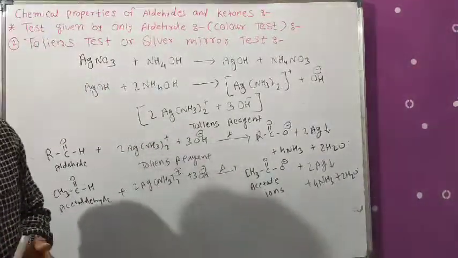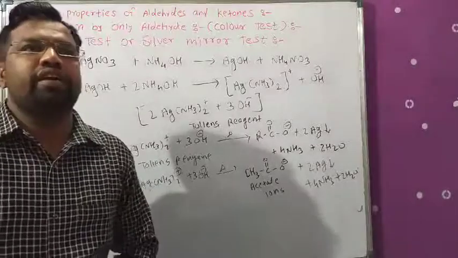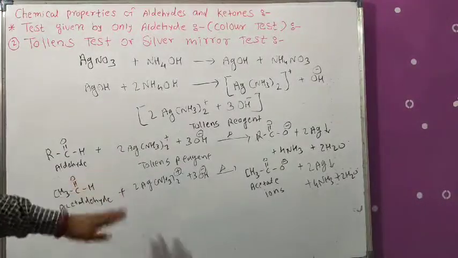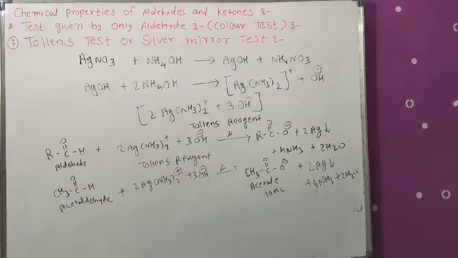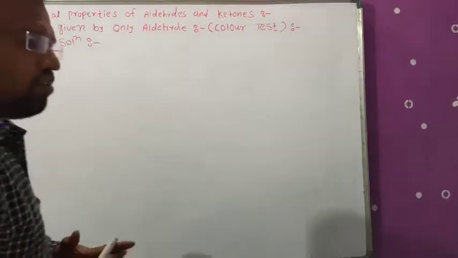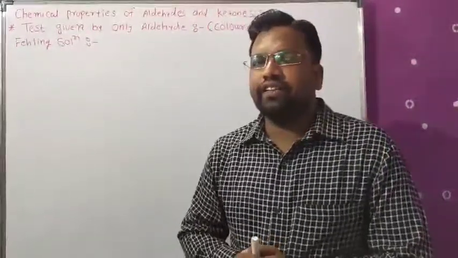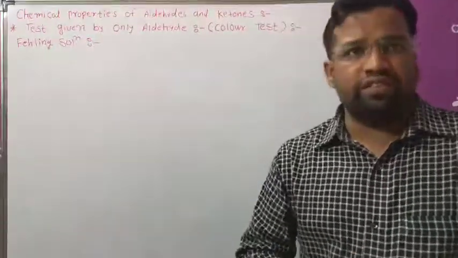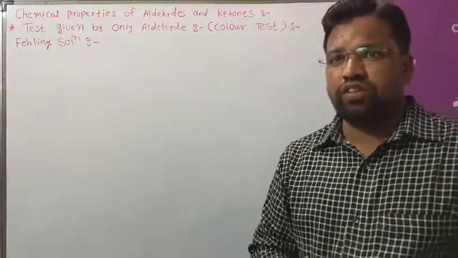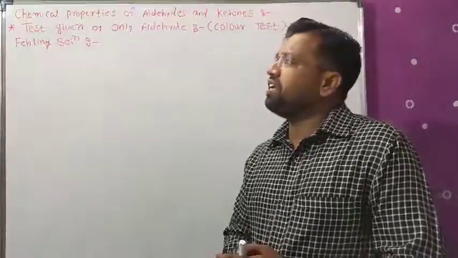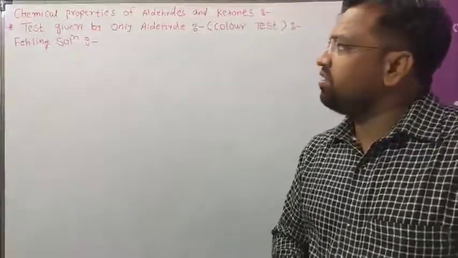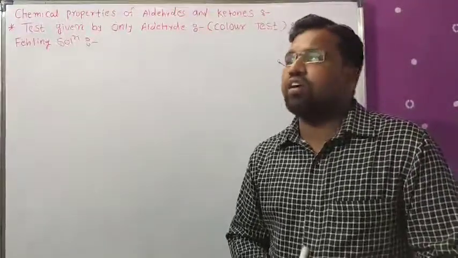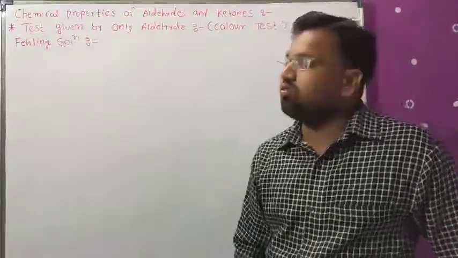Now today we see the last test for the identification of aldehyde, or color test for the aldehyde, that is the Fehling solution. Now we just completed the point, that is the color test for the aldehyde by using the Tollens reagent. We saw the preparation of Tollens reagent and the test with the aldehyde. Now our next point, the third test given only for aldehyde, is called the Fehling test or Fehling solution test.